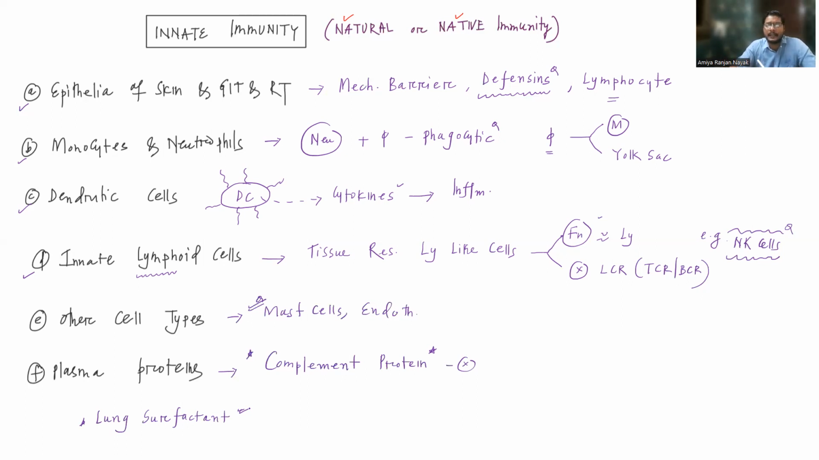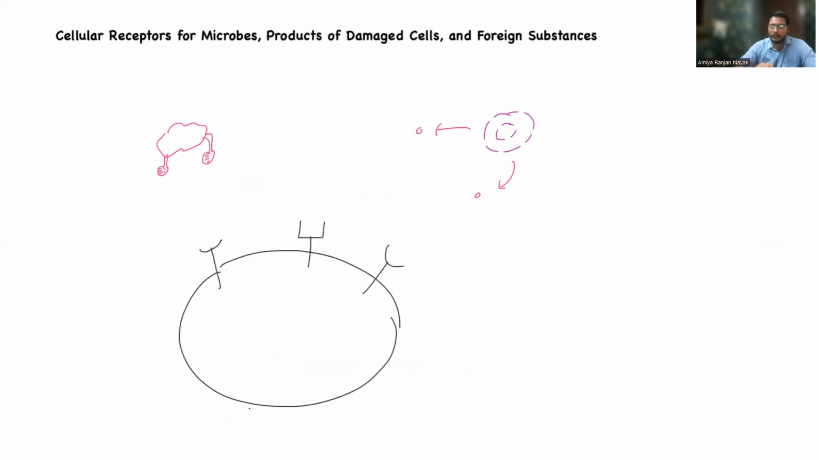Now we are going to discuss the receptors in the innate immune system. The cells of the innate immune system have certain receptors to identify foreign antigens. If you see, this is a cell of the innate immune system. This can be a dendritic cell, a macrophage, or a neutrophil. These cells have certain receptors known as pattern recognition receptors, PRRs.